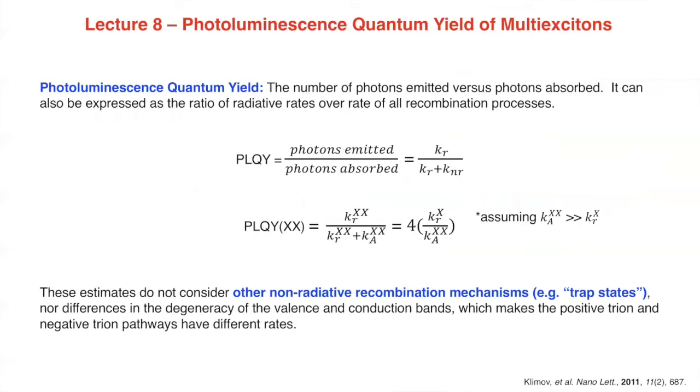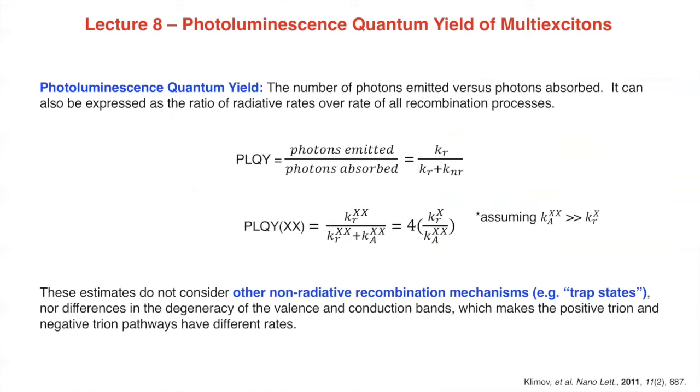All right, so let's talk for a moment about photoluminescence quantum yield and how that relates. So photoluminescence quantum yield is the ratio of the numbers of photons that you get out and the number of photons that you put in. So if the particles are absorbing photons and becoming photoexcited, what percentage of them come back out as luminescence?